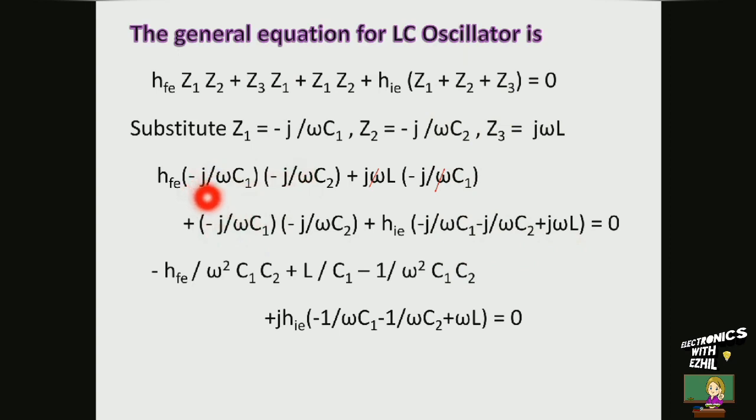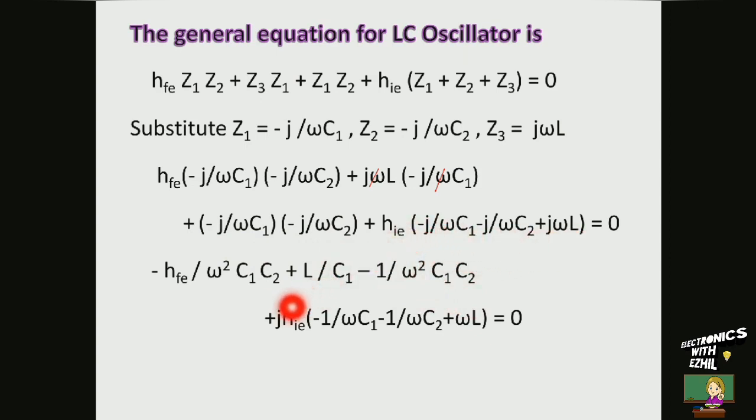Here J into J is J square, which is minus 1; minus into minus is plus, plus into minus is minus, h of E divided by omega square C1 C2. Here omega is getting cancelled in the second term. J into J is minus 1, minus into minus is plus, L by C1. Here J into J is minus 1, minus into minus is plus, plus into minus is minus 1 divided by omega square C1 C2. Here we'll take J commonly out between these three terms.